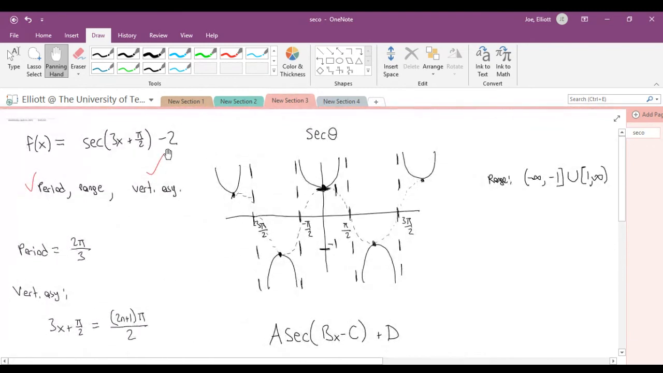Now for this secant function though, we have this minus 2 out front, which we know is going to shift everything down by 2 units in the graph. So that means the graph of this function is ultimately going to start at -3 and open downwards. This would shift down to -1 and then open upwards. So then the range of this function would basically be shifting the range of the ordinary secant function down by 2.